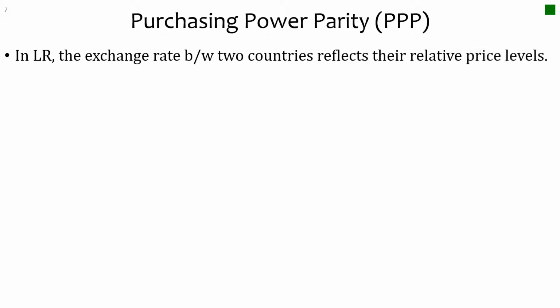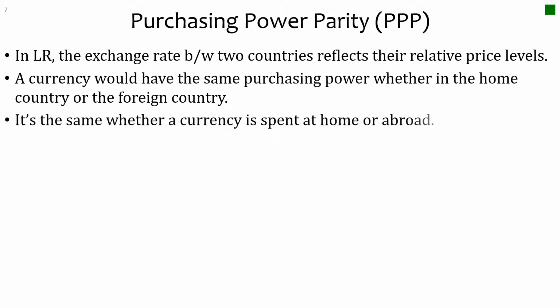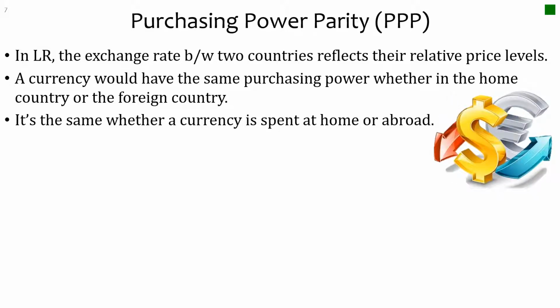I think you're gonna like this topic, purchasing power parity. Basically what it says is that in the long run, the exchange rate between two countries reflects the relative price levels. A currency would have the same purchasing power whether in the home country or the foreign country. It's the same whether a currency is spent at home or abroad, right? So this is quite intuitive, it's very logical, but let's look at an example to see what it really means.